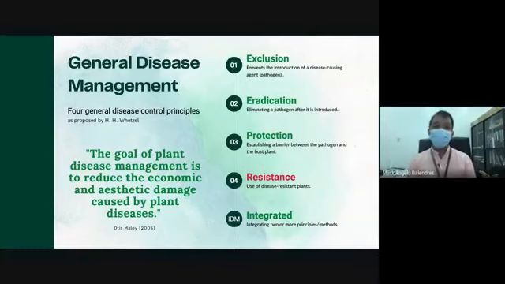The last, and I think the most important among the four principles, is resistance, because this is the most durable one. This is also the most sustainable and relatively cheaper, because you don't need to hire people to do mulching. You don't need to hire people to do other cultural practices. So with resistance, you just need to buy the seeds of the plants that are already considered able to resist the presence or the infection of the pathogen.